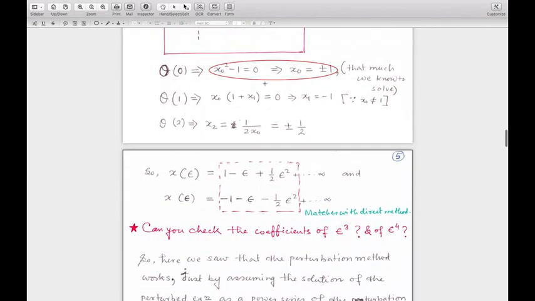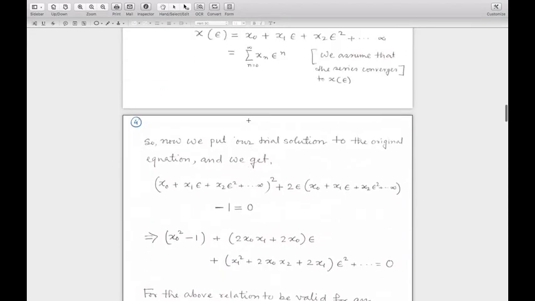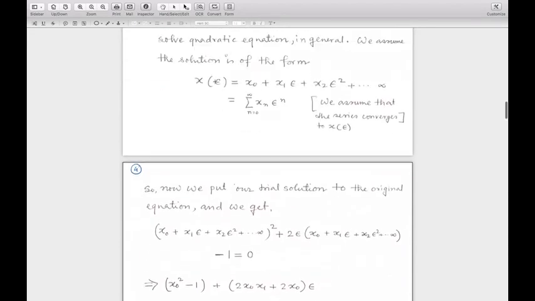Now, if you put those values over here, taking the contributions up to epsilon square, you will see you have this equation over here.